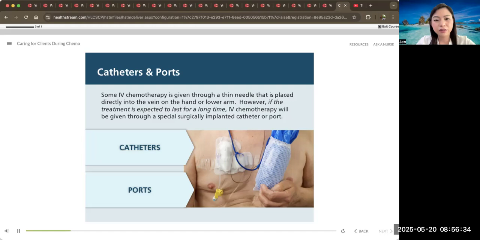Some IV chemotherapy is given through a thin needle that is placed directly into the vein on the hand or lower arm. However, if the treatment is expected to last for a long time, IV chemotherapy will be given through a special surgically implanted catheter or port. So there are a few patients here in our unit who have ports.